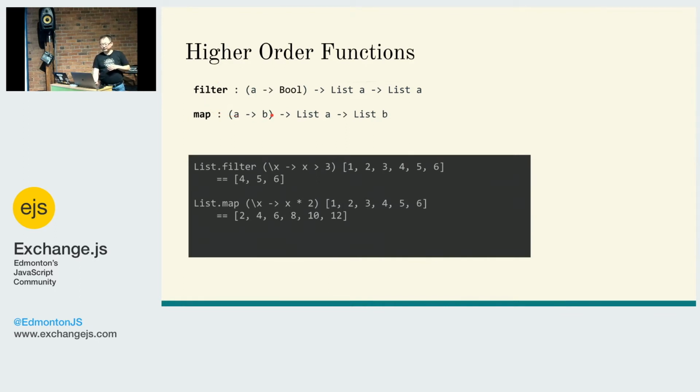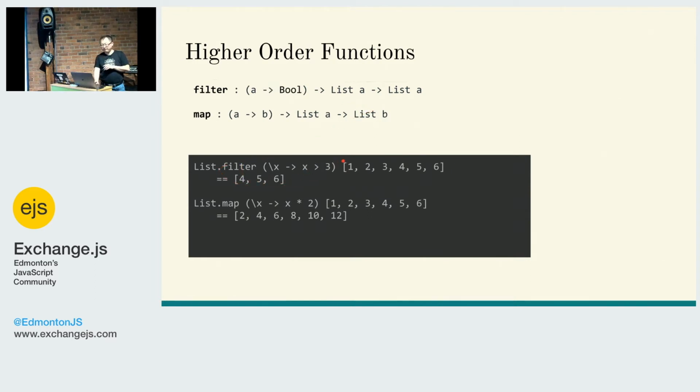And map is also very important and very interesting. I have a list of something and a function from A to B, and the result is a list of B. I have a list of A, something like a list of integers, and the function maps each element to another type, or even the same type, but changed or transformed. The result is the whole transformed list.